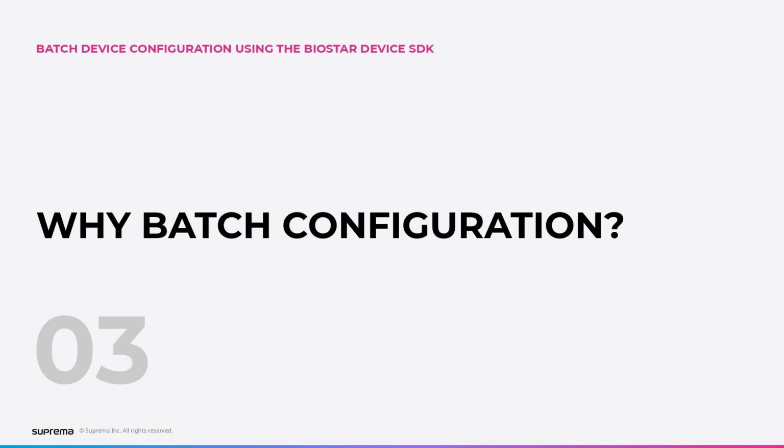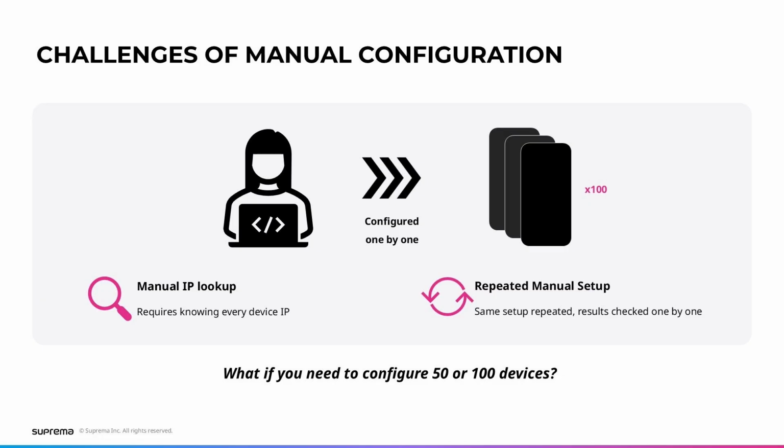Now that we've finished the preparation, let's step back and look at the bigger picture. In this part, I'd like to explain why batch configuration matters and what we'll cover in today's session. Imagine you need to configure authentication settings on multiple devices. In a manual workflow, you first need to identify each device's IP address, connect to each device individually, and repeat the same setup one by one.